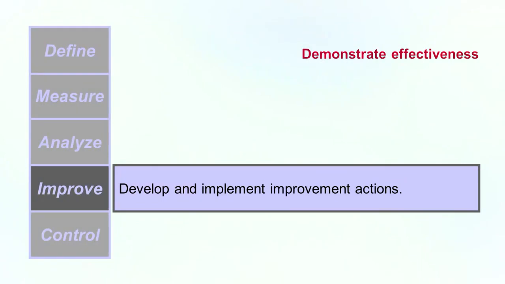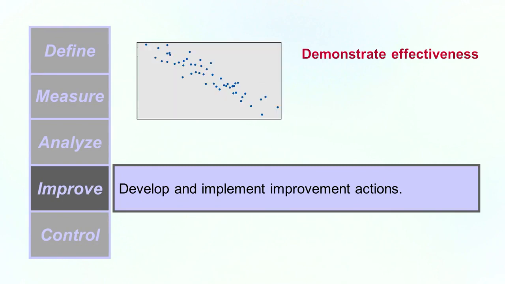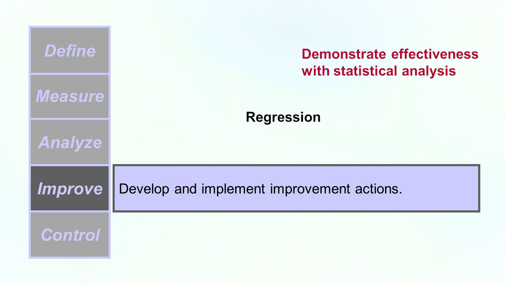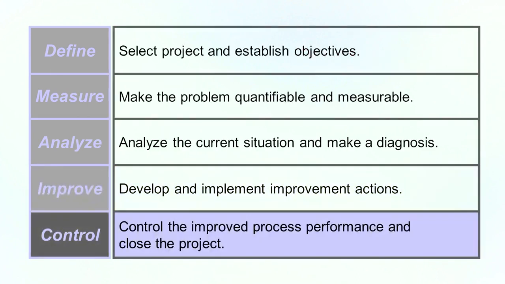To prove the effect of influence factors on your process characteristics, we can look at scatter plots and box plots. I will also be teaching you how to use statistical techniques like regression and ANOVA to show that variables have a significant relationship. Finally, in the control phase, the process controls are improved and the project is closed.